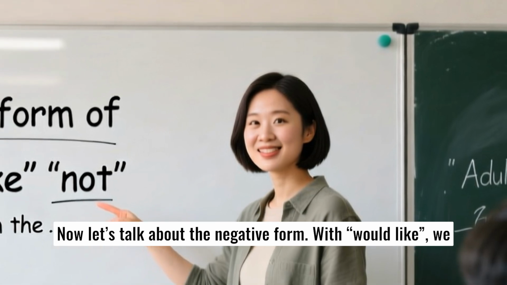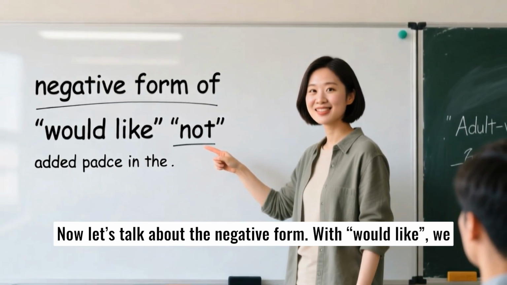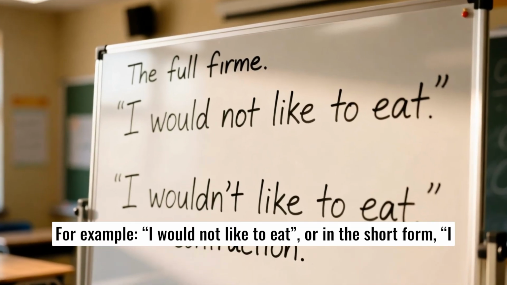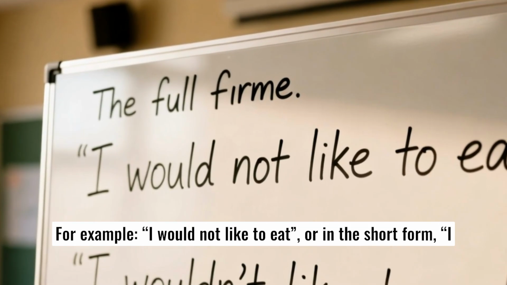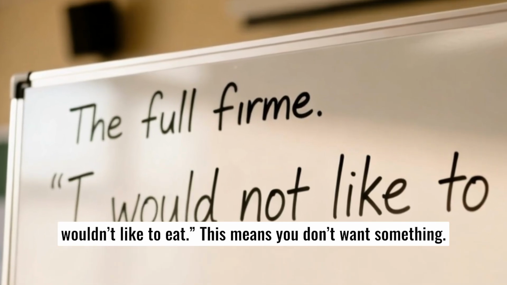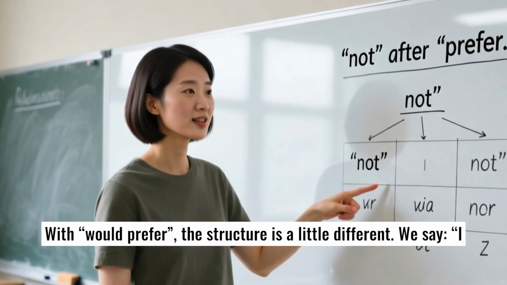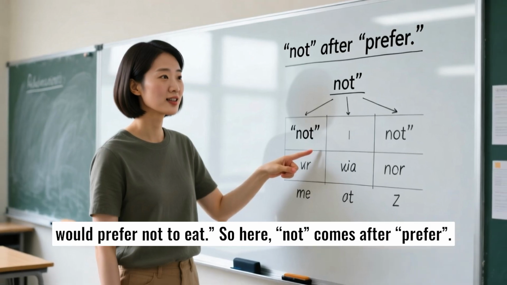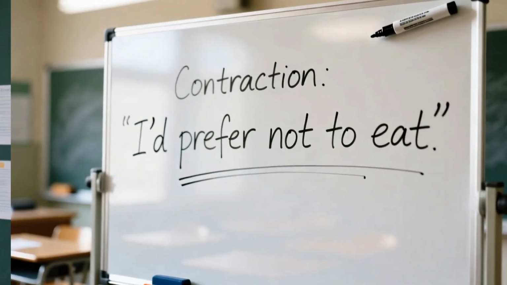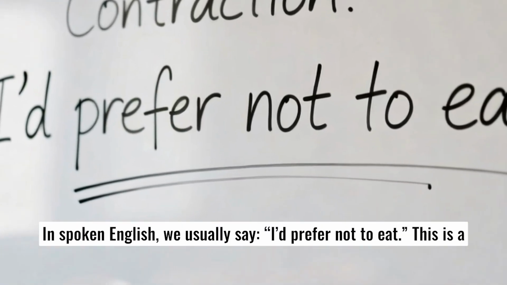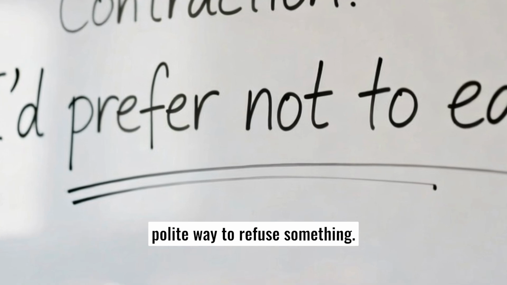Now let's talk about the negative form. With would like, we make the negative by adding not. For example, I would not like to eat, or in the short form, I wouldn't like to eat. This means you don't want something. With would prefer, the structure is a little different. We say, I would prefer not to eat. So here, not comes after prefer. In spoken English, we usually say, I'd prefer not to eat. This is a polite way to refuse something.